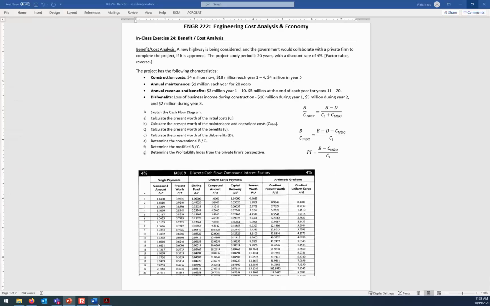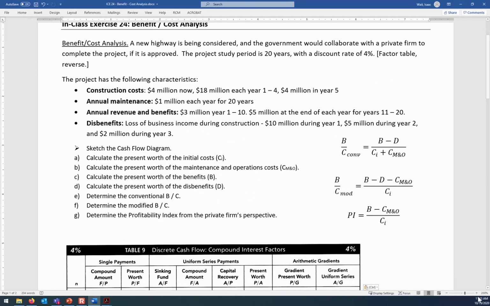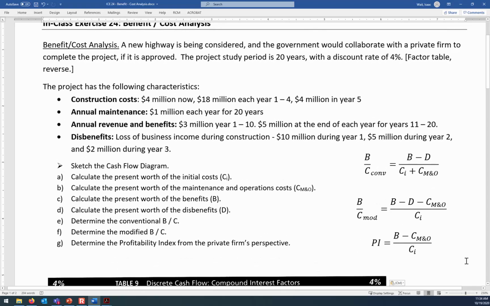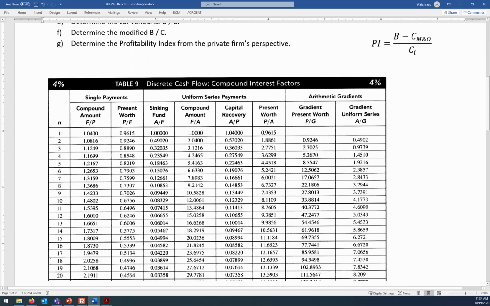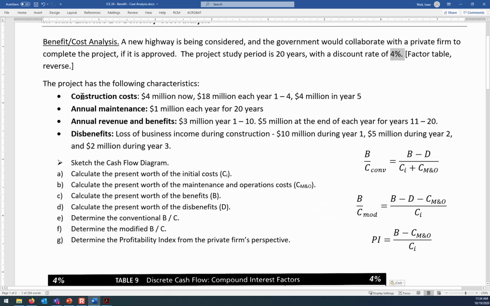Okay, so let's take a look at trying these equations and applying some of these ideas. If you have today's in-class exercise printed, hopefully you've got that out. If not, of course, here it is on the screen. We have the hypothetical here where a new highway is going to be built, with a study period of 20 years and a 4% discount rate. If you've got this printed, the factor table's on the back side of the page. And let's look at the project characteristics.